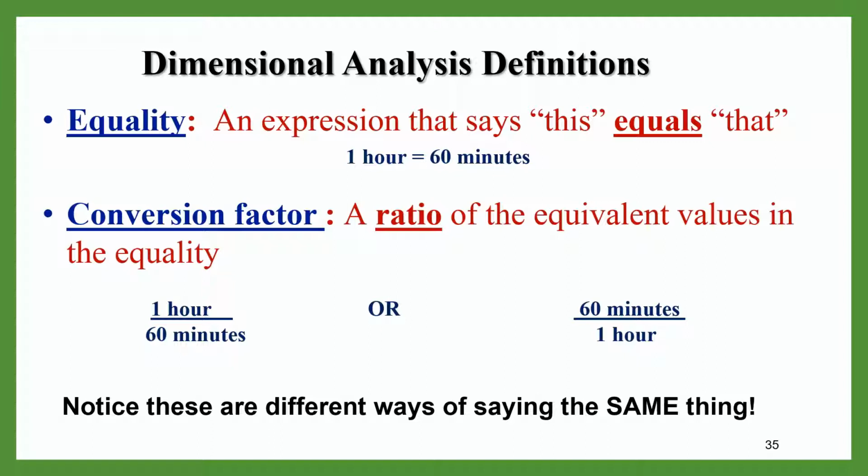And then if you turn over your page to the next part of your notes, it says a conversion factor is just the ratio of the equivalent values in the equality. So 1 hour equals 60 minutes, or 60 minutes is equal to 1 hour. Notice it doesn't matter which way you write it, they are both correct. And when you're doing dimensional analysis, it's really important to think about what you have on the top and what you have on the bottom. And this will be making more sense in a few minutes. But these are different ways of saying the same thing.